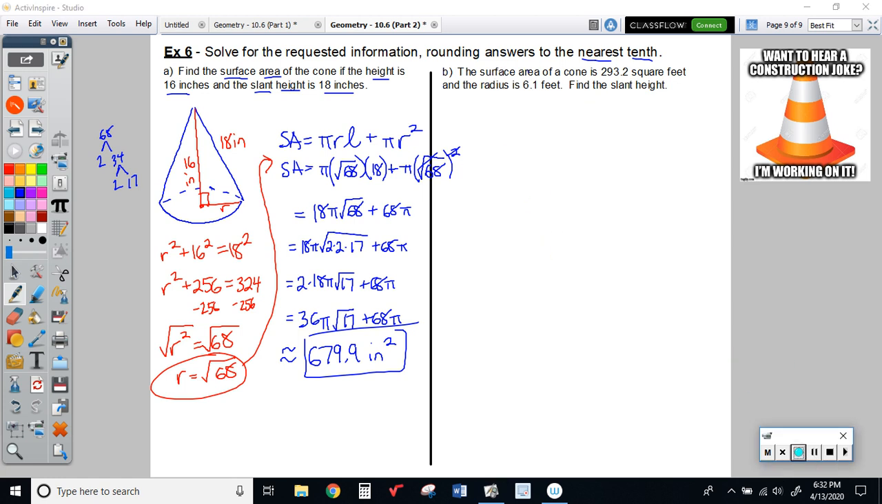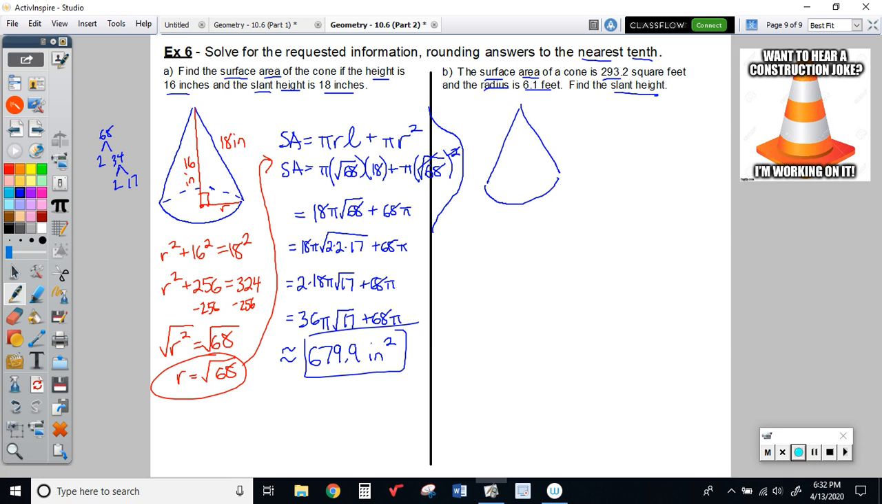And then finally, the surface area of a cone when it's known on this one. So this one we're going to be replacing SA with an unknown quantity. The radius is 6.1. We're trying to find the slant height. That's our unknown on this one. So I'll draw another picture here, a sketch to help us see what's going on.